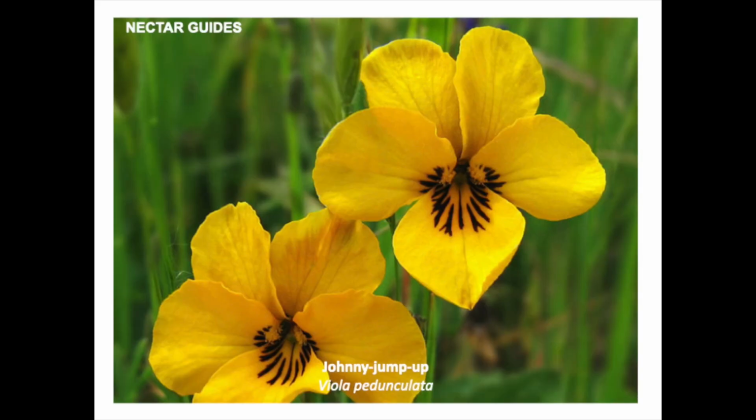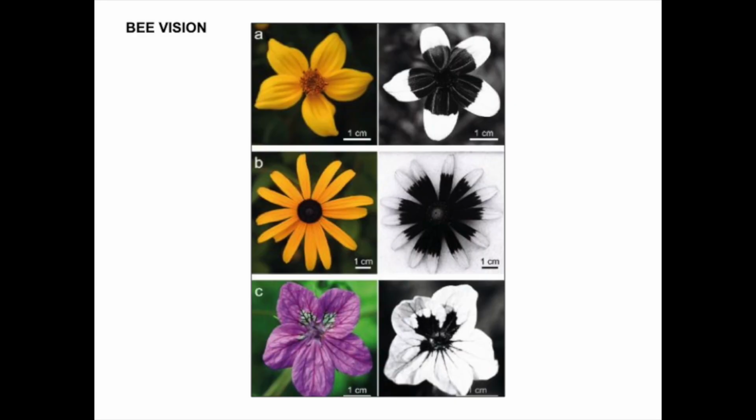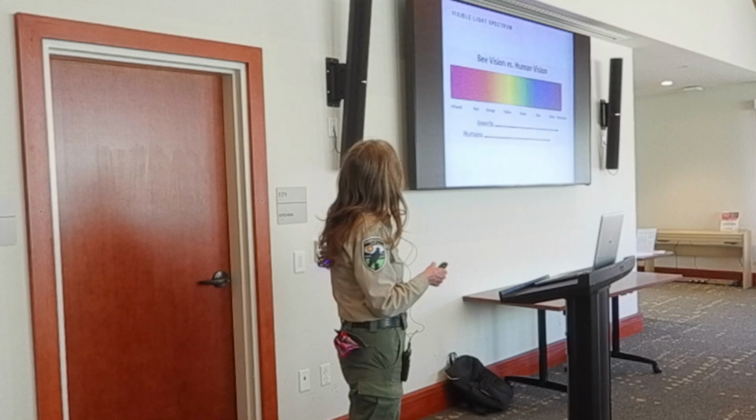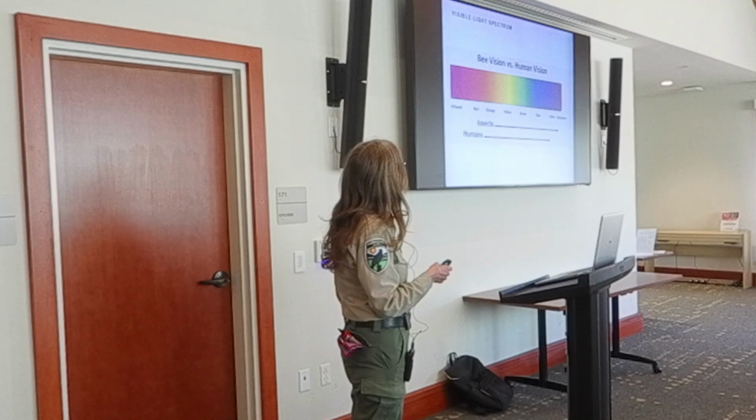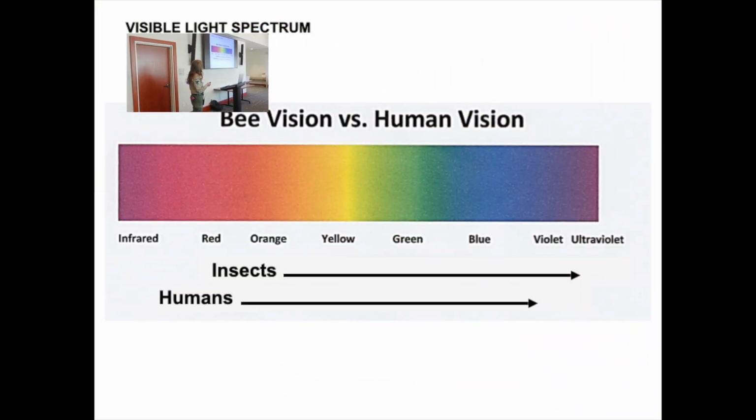More nectar guides on violets. And this is just an idea of what the bees are seeing. On the left is how we see the flowers, and on the right is how they're seeing the flowers, with these really striking patterns. If you compare the way they're seeing to us, they are seeing far into the ultraviolet range, so they're seeing blues and purples more than we do.